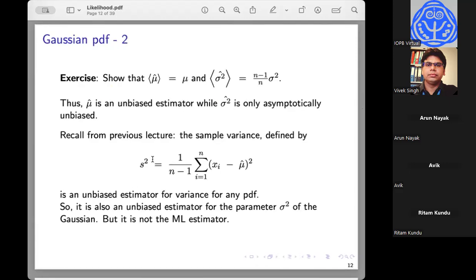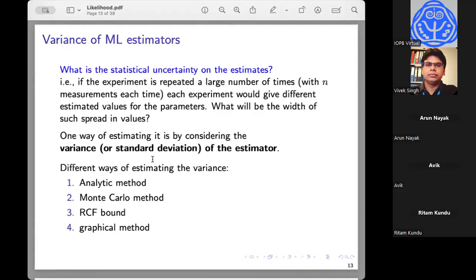Okay, now we discussed a few cases. Now let's discuss, given that, suppose we have some data sample, then we did the maximum likelihood fit, we got the estimate value. How do we quote the error or uncertainty on that estimated value, or uncertainty on the estimate?